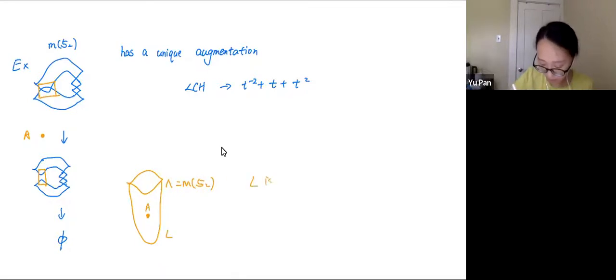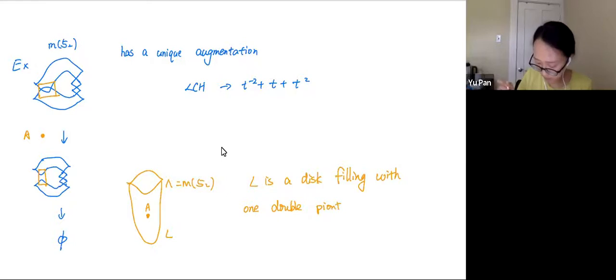So our L tilde is a disk filling with one double point A, and if we count with more attention, we can see that A actually has degree 2. All right, cool.